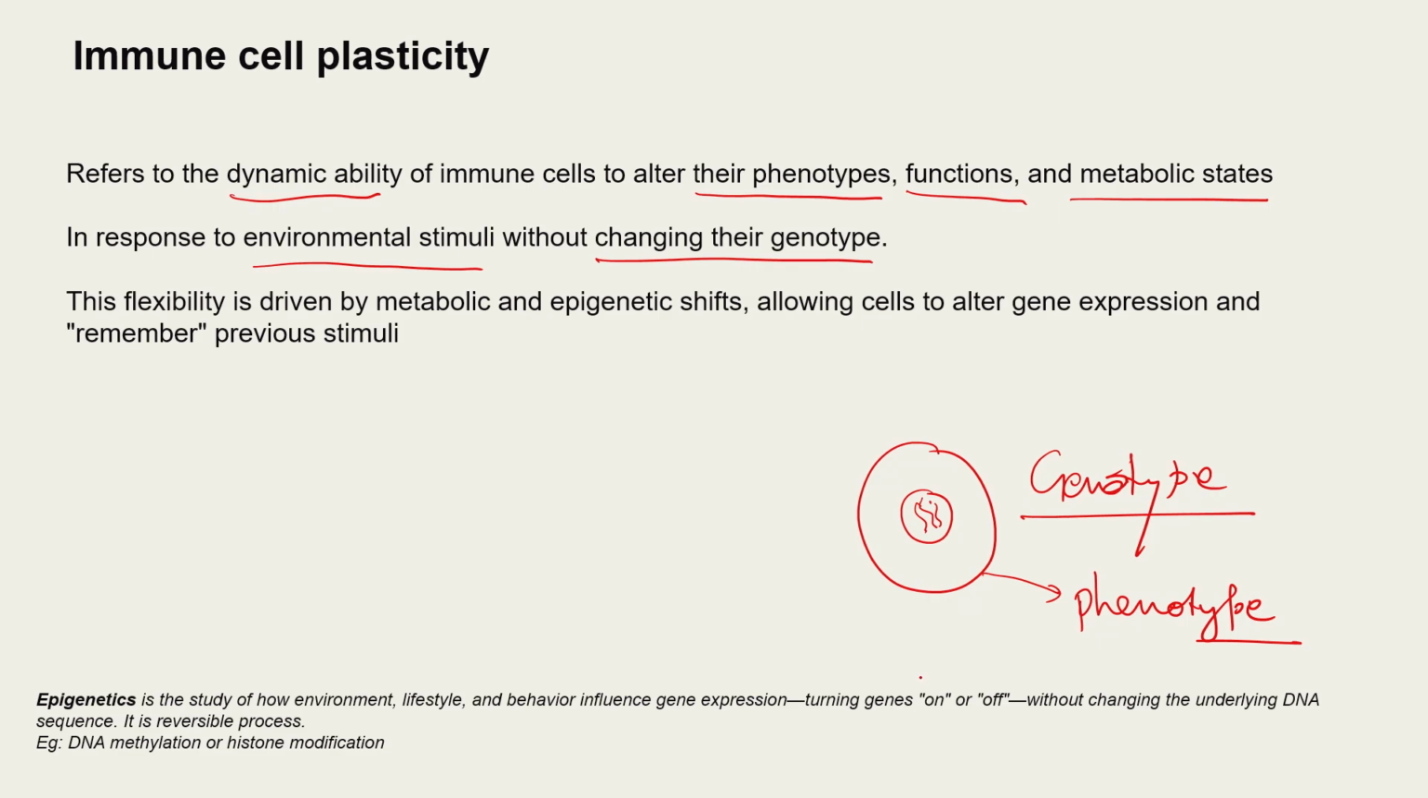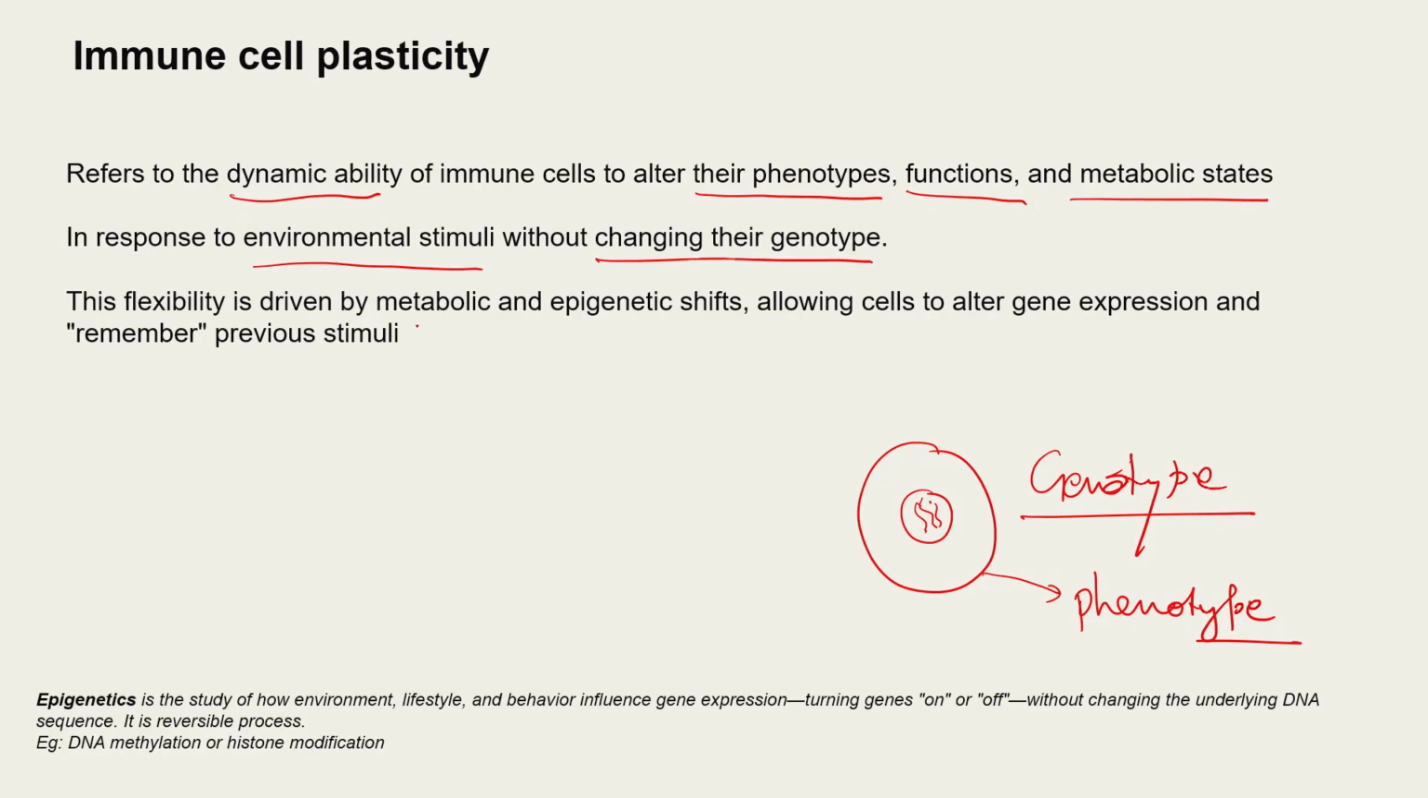Now this flexibility is driven by, as we understood, environmental factors which are responsible for it. So this flexibility is driven by metabolic and epigenetic shifts. Now let's try to understand metabolism. Metabolism is what a cell does. It is a combination of anabolism and catabolism, where a constructive and a destructive process together form metabolism. So if there is any change upon environmental stimuli, it can alter the metabolism or cause an epigenetic shift.